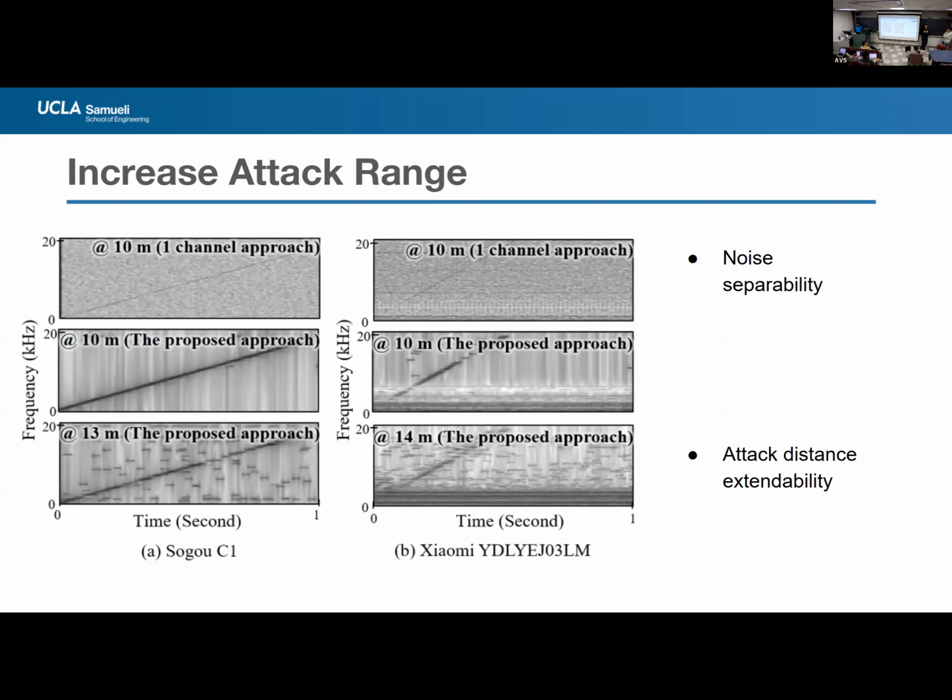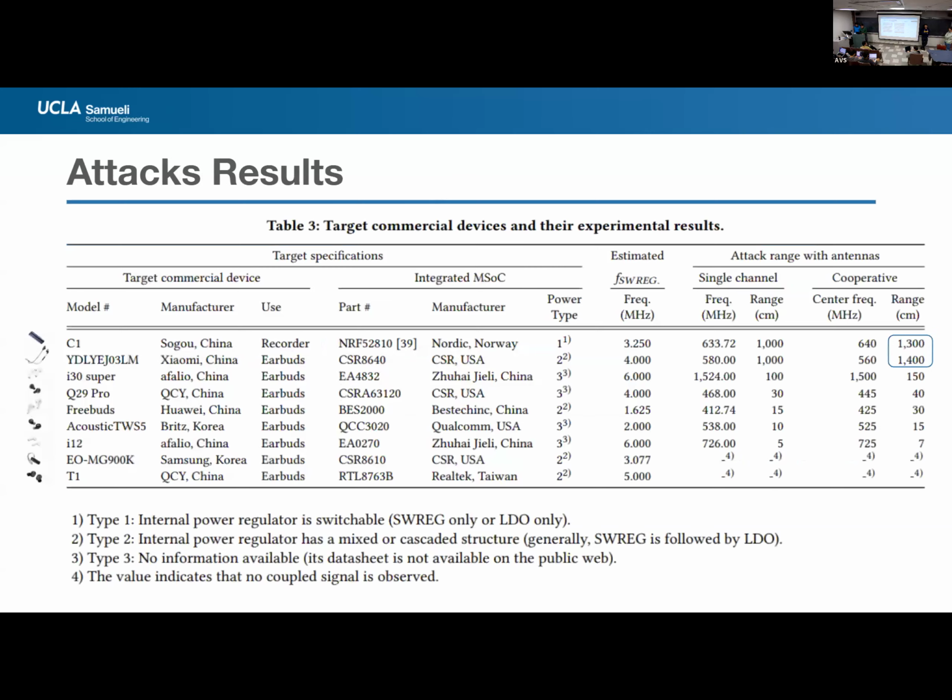The C1 here is the voice recorder, and the second one is the earbuds. They found that their proposed method can separate the signal from noise easily. This first channel, you can see, is blurry in the noise, and this one is more significant. They can actually increase the range from 10 meters to 13 meters and 14 meters and still pick up the information.